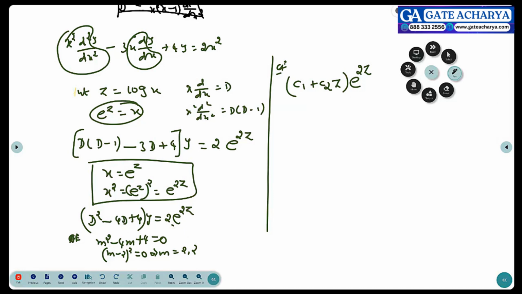Therefore x we replace by z. So c1 plus c2 x, what do you write? z. In e power m1 x, what do you write? z. Okay, so it is the complementary case.